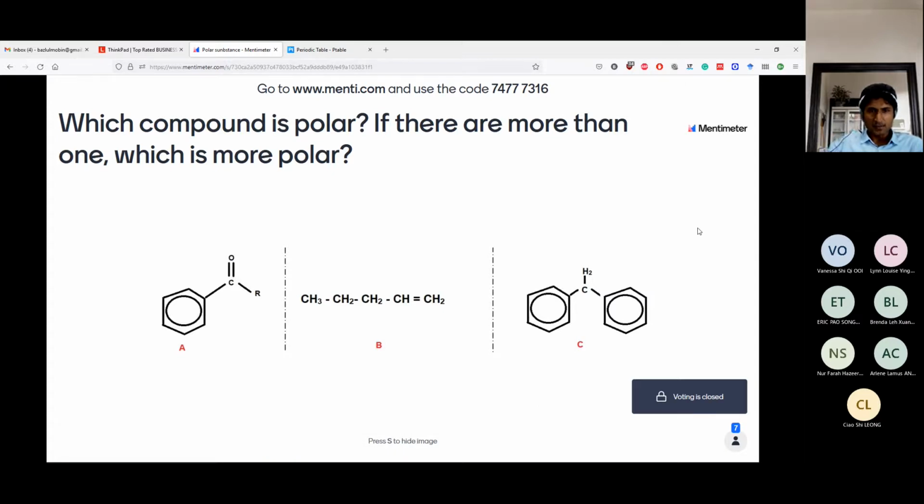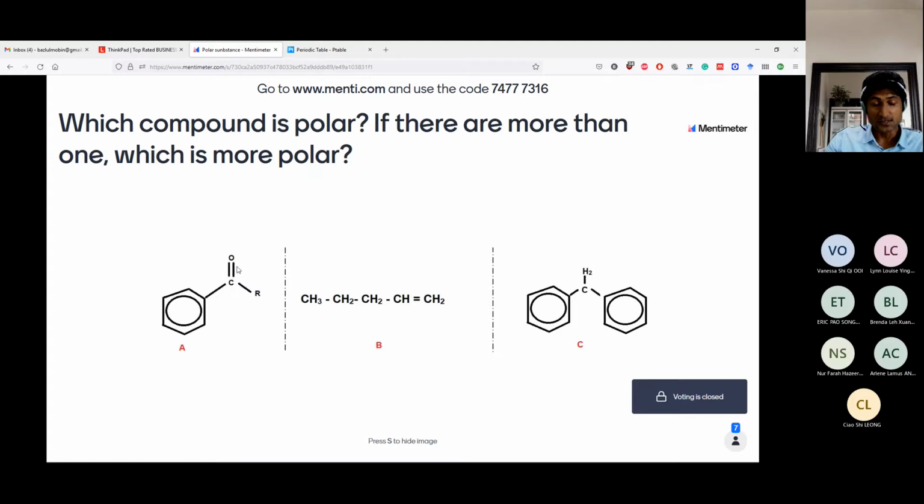So which one will be more polar? A should be the most polar. 2 of us said A. A should be more polar because of the oxygen, right? The oxygen is very electronegative and it will draw the electron towards it. Of course, this phenolic group is also there, but it is much more stable because of resonance, which we'll see much more of later on.